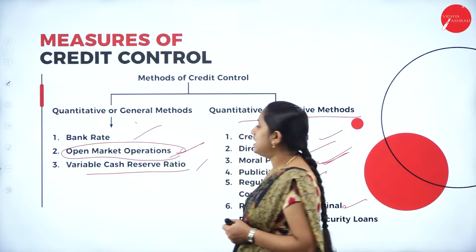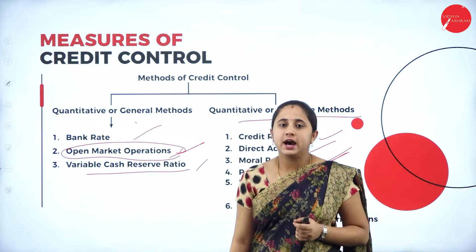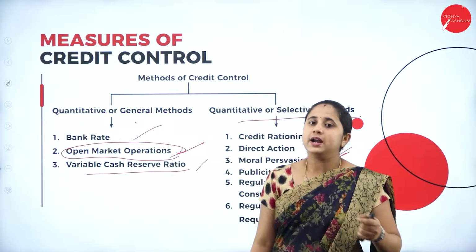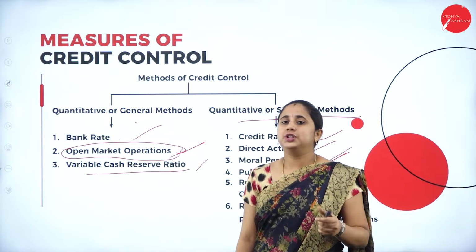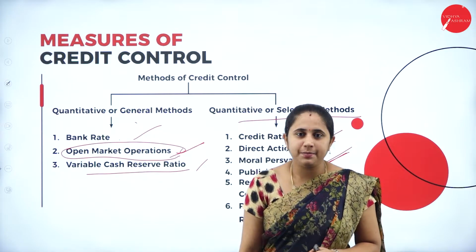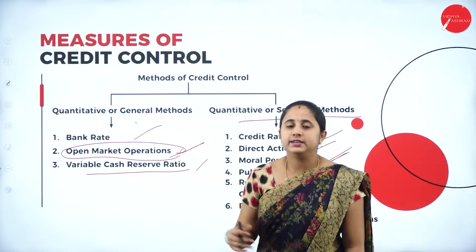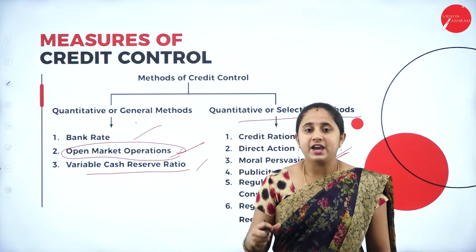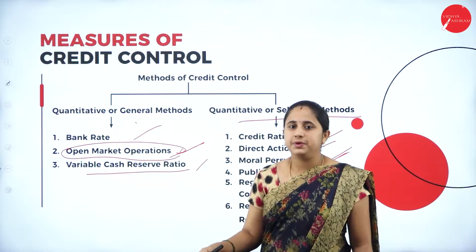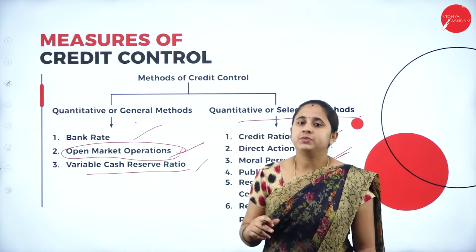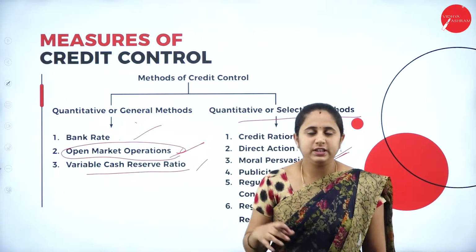Next one, variable cash reserve ratio. Under that, there are CRR and SLR, the cash reserve ratio and statutory liquidity ratio. Through these ratios, RBI regulates the commercial banks based on inflation and deflation. In case of inflation, they increase the CRR. That means all commercial banks have to maintain a cash reserve. From total deposits, they need to maintain some percentage as a cash reserve with the RBI. So in case of inflation, they increase the cash reserve ratio so that commercial banks have to maintain a larger percentage of money with the RBI.